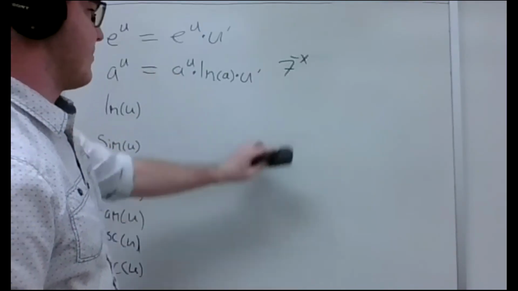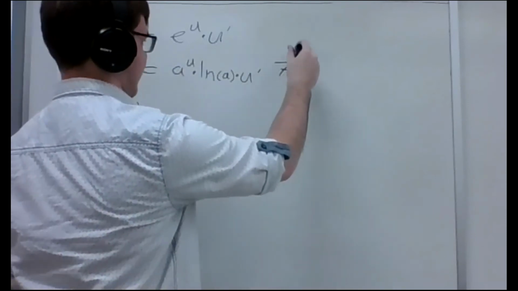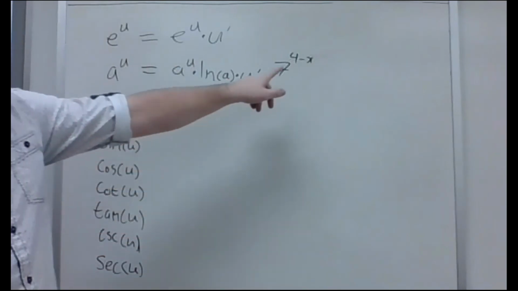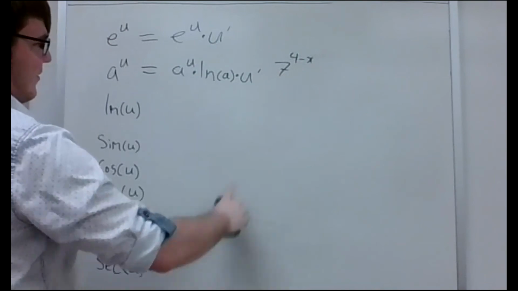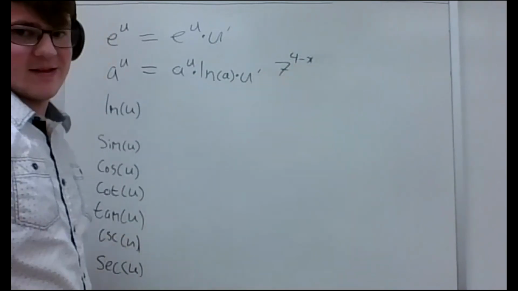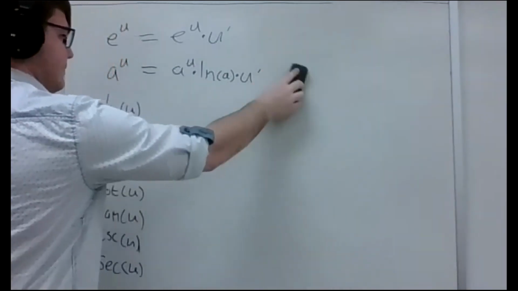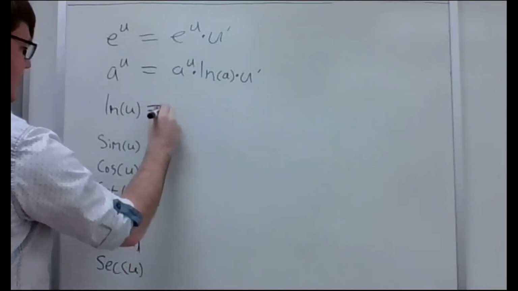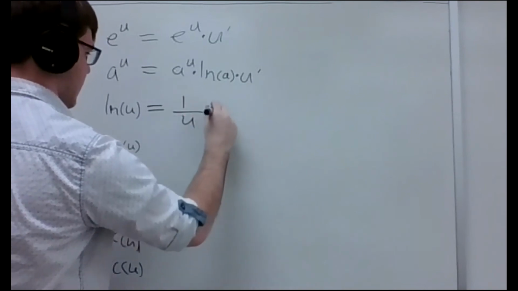I think it's sometimes really easy to lose track of that negative if we have something like 7 to the 4 minus x. Sometimes it's really easy to lose sight that this is a negative x. So it's always important to remember that if you have a minus x, it's going to come out as a -1 in your derivative. Keep it in there. So for ln u, the derivative of ln u is always going to be u prime over u.